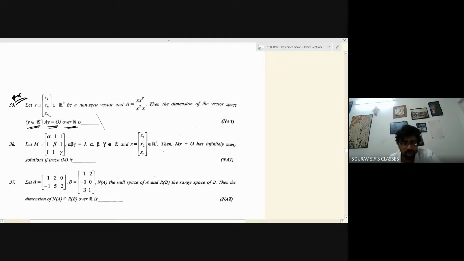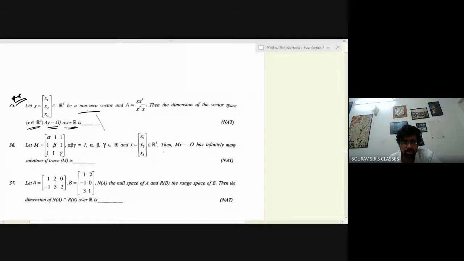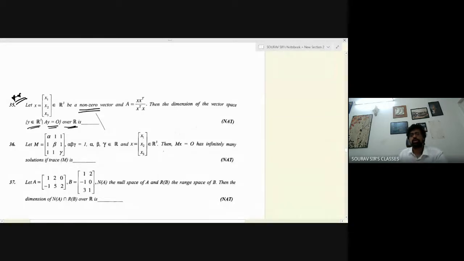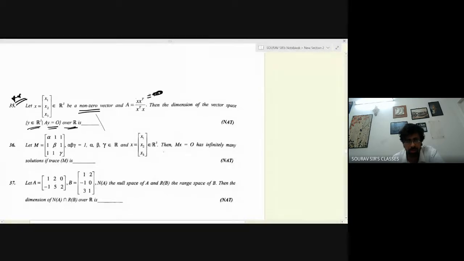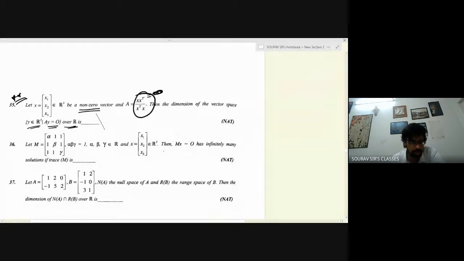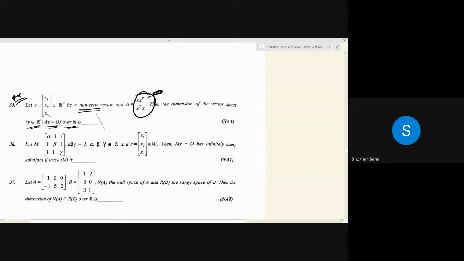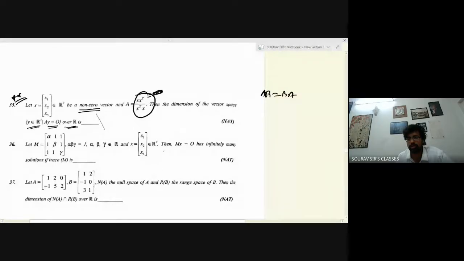So x1, x2, x3 are a real non-zero vector, and A equals x x transpose, and we want the dimension of the vector space. So here in this case, understanding the problem is a little bit tricky. So let me just split this part. Here, x transpose times y is not equal to y times x transpose, so we can't write it in that way.